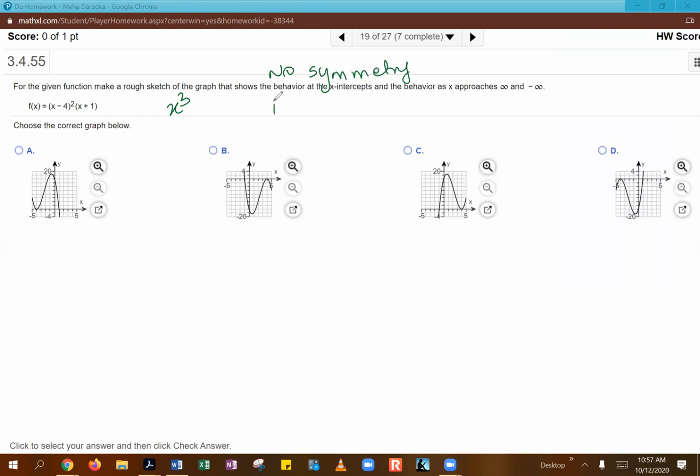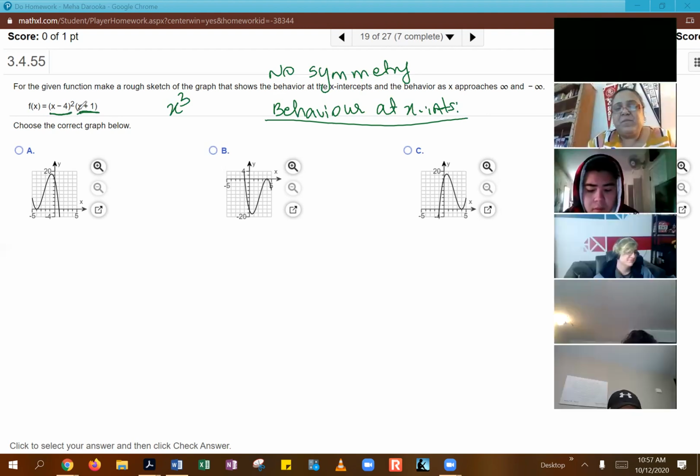Now, when we talk about the behavior at the x-intercepts, can you tell me what kind of behavior we should expect? So your 2 x-intercepts would be coming from these 2 factors. So what kind of behavior should we see at that first one, and what kind of behavior should we see at the second one?